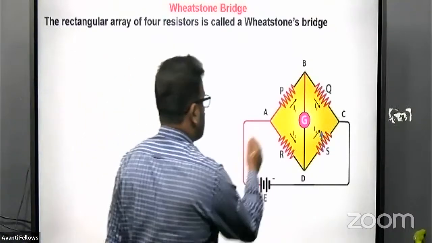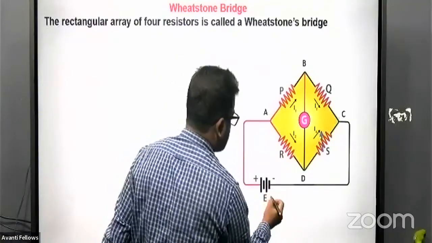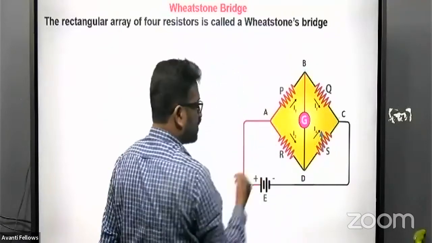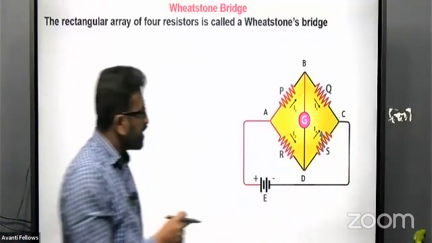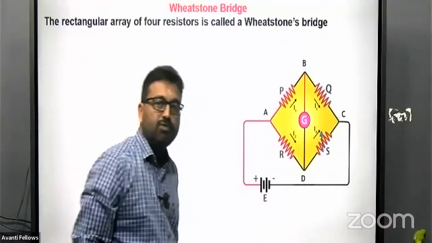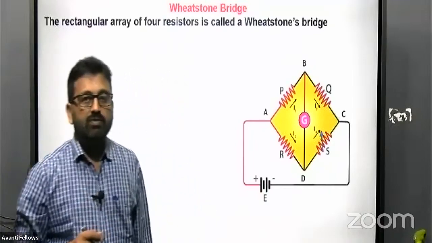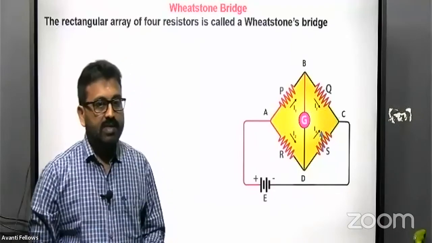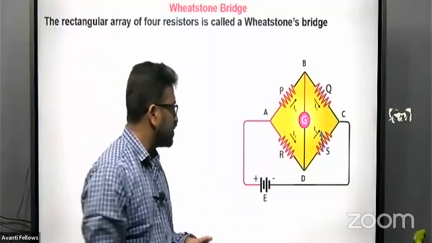So the total current comes here. Generally the current means a flow of electrons. Electrons are flowing from the negative of the cell towards the positive of the cell. Since electrons have negative charge, we take the conventional direction of current as opposite to the direction of flow of electrons, that is from positive to negative.